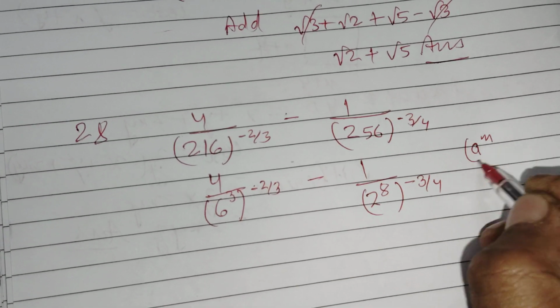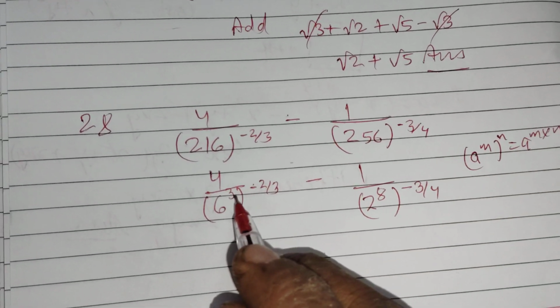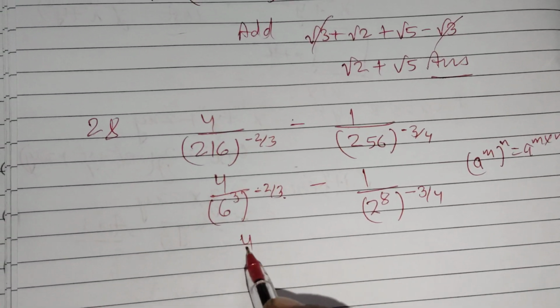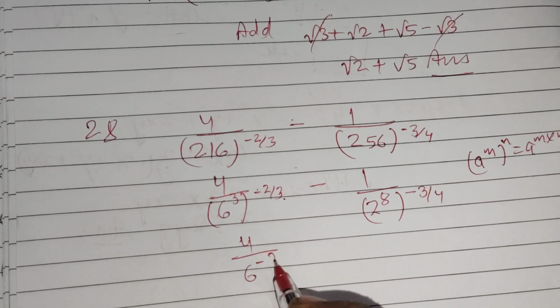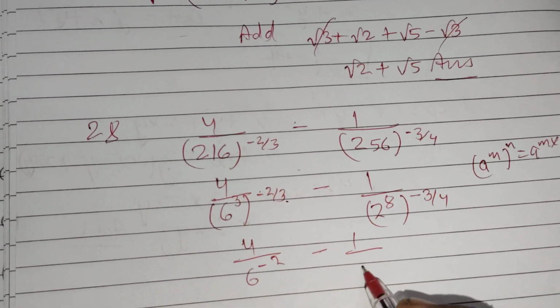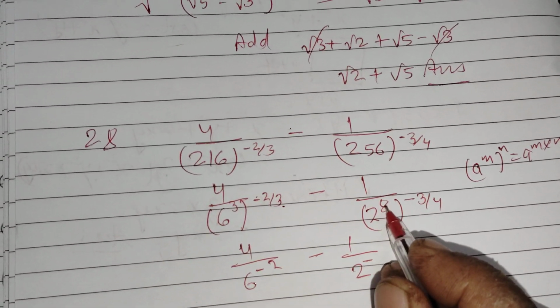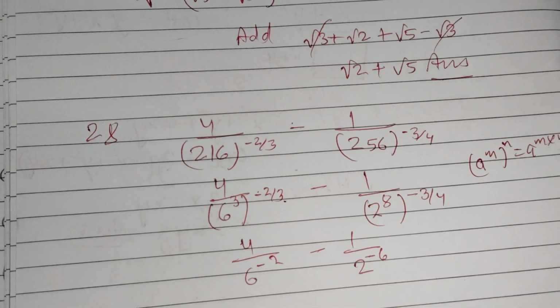So we know that a power m whole power n is written as a power m into n. So the powers will multiply, so the 3 cancels out. In this case we get 6 power minus 2. In the same way, in the next term the 8 and 4 cancel. We get 2 times, 2 into minus 3, we get 2 power minus 6.